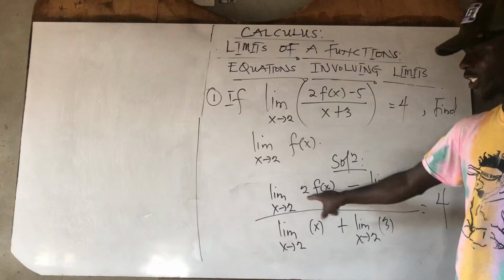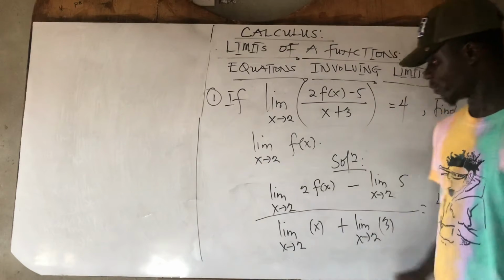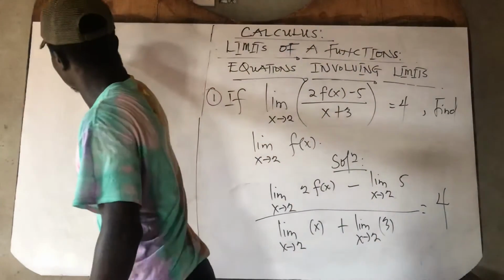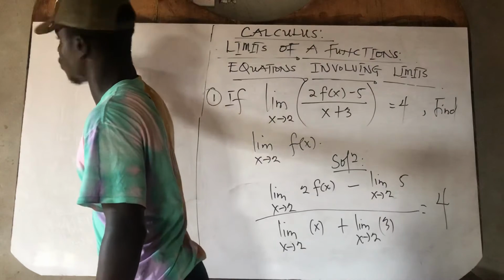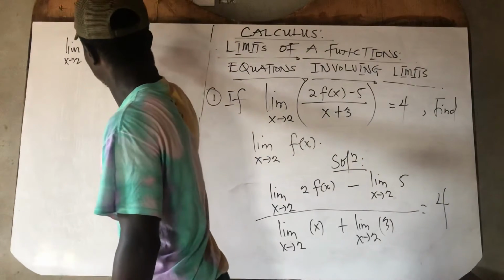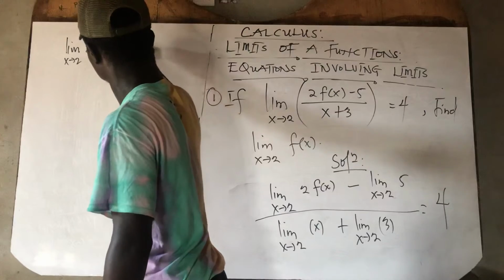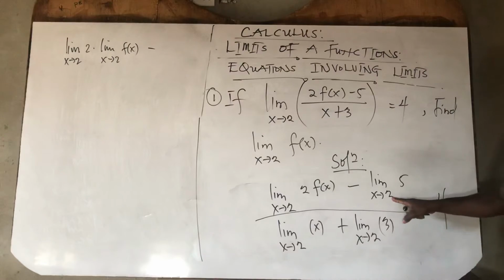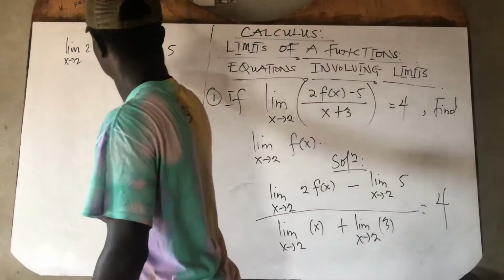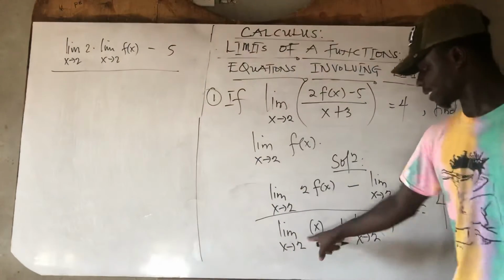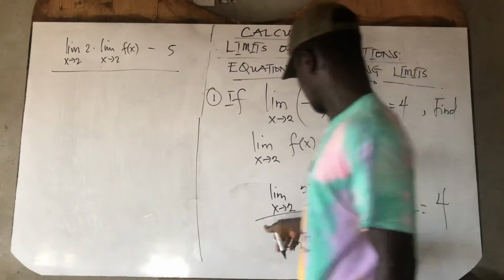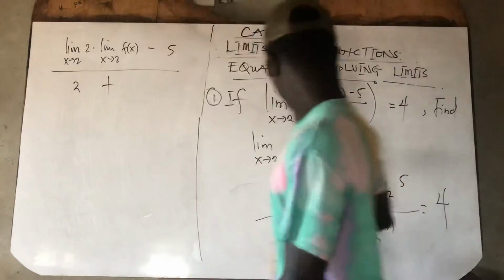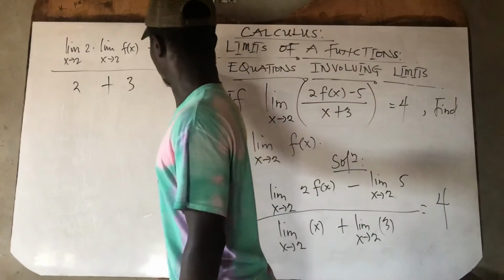Now, if you watch here, this one is a constant. We can bring it outside, since they are multiplying. Which we all know is the limit as x approaches 2 of 2 times the limit as x approaches 2 of f(x), minus the limit of a constant as x approaches 2, which is 5, all over the limit as x approaches 2 of x, we plug in, so we have 2, plus the limit of a constant gives the same constant, which is 3, equals 4.